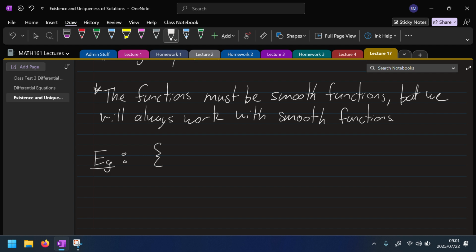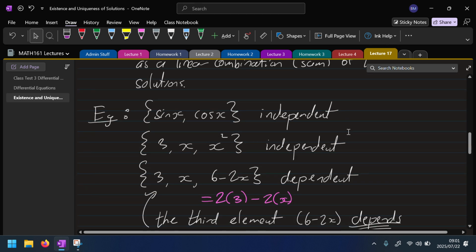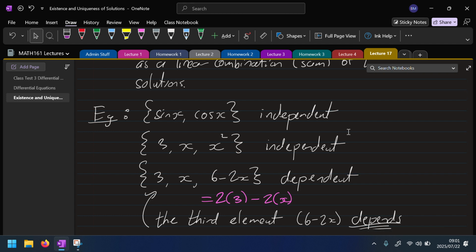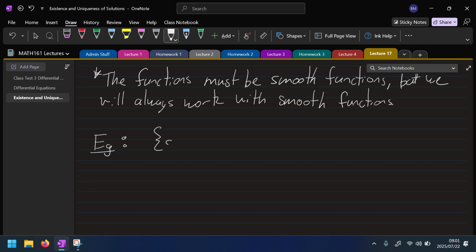Okay, so let's go through that list that we had earlier. So we did these 3 by inspection. So we got independent, independent, dependent. Let's check now using the Wronskian to see if we were correct. Okay, so number 1, we had the sets sin x and cos x. Now here the interval is not given, so we take it as the whole real number line.